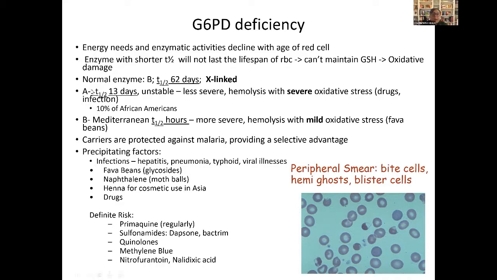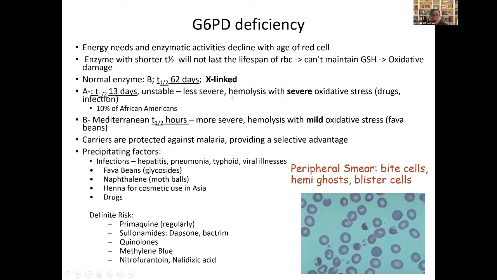In the African American variant, which is referred to as A-, the half-life of the enzyme is only 13 days, which means that it really does not last for the lifespan of the red cells. But it's barely, usually, enough for them to get by. It does last through half the lifespan of the red cells.